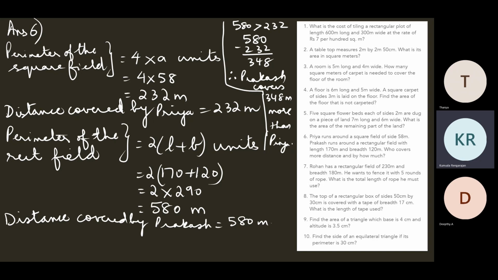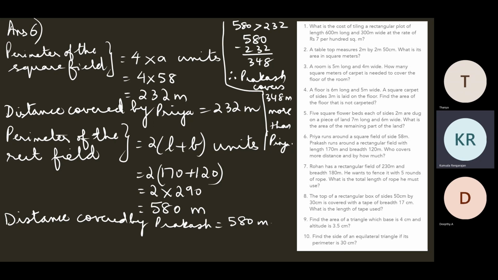Next one. Rohan has a rectangular field of length 230 meters and breadth 180 meters. The word length is not included in the question, but we understand 230 meters is the length and 180 meters is the breadth. He wants to fence it with 5 rounds of rope, not 1 round. What is the total length of the rope he must use?